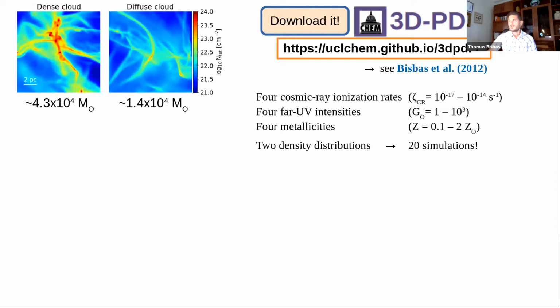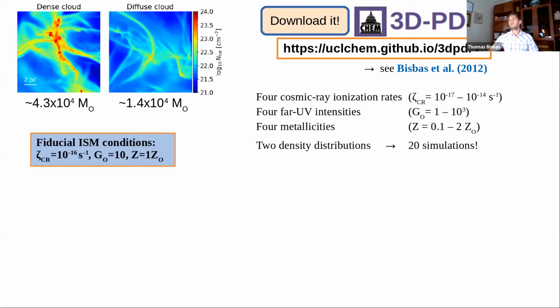We have 4 different FUV intensities from 1 to 1,000, and 4 different metallicities from 10% solar to twice the solar, so supersolar metallicity. So we end up having 20 simulations. We have 10 conditions for each of the density distributions. We have 2 distributions. We have 20 simulations.